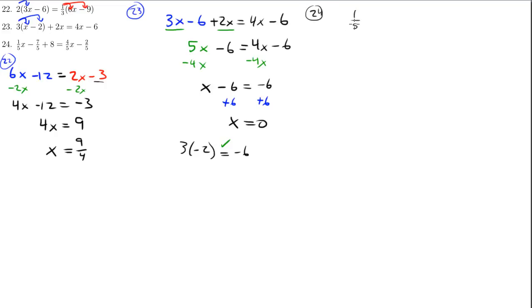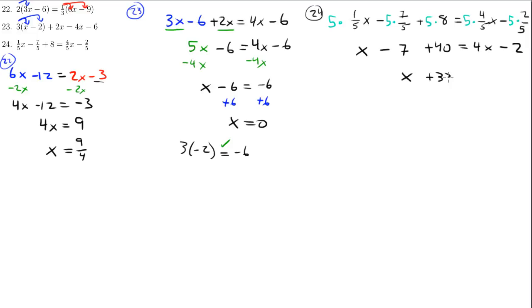We've got 1/5 x minus 7/5 plus 8 is equal to 4/5 x minus 2/5. I think you guys see from how I'm writing this out, what I want to do is take and multiply everything by 5, because if I do that and I multiply every term, that's how we have to do it, every term, I'll get x minus 7 plus 40 is equal to 4x minus 2.